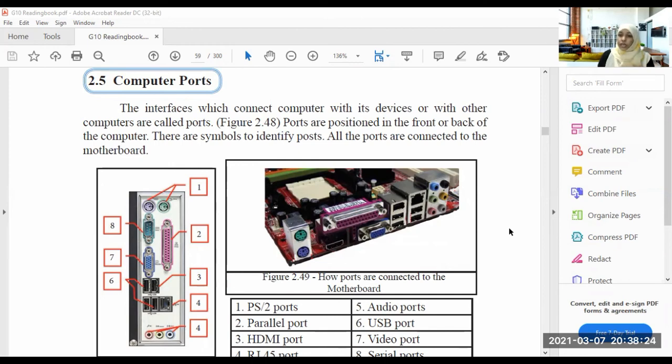Generally all the ports are connected to the motherboard, and they can be at the back of the computer system unit or in front of the system unit. In the laptop you can find them on the side of the laptop. Before, they also used to put ports at the back of the laptop, but now it is not like that, because most of the time we are using USB ports to connect devices, right?